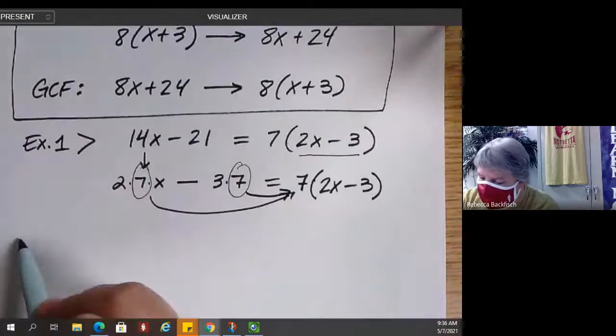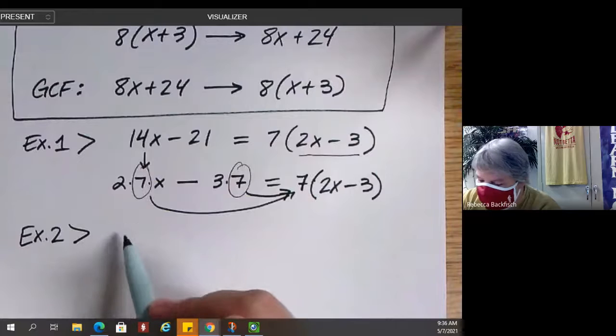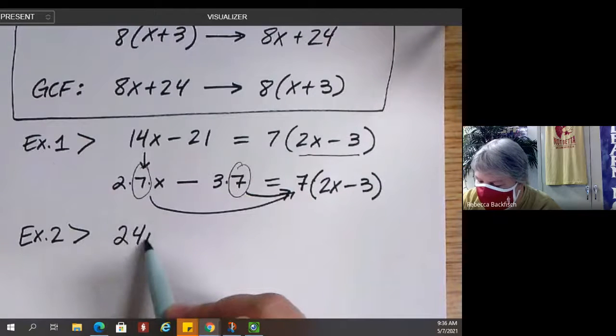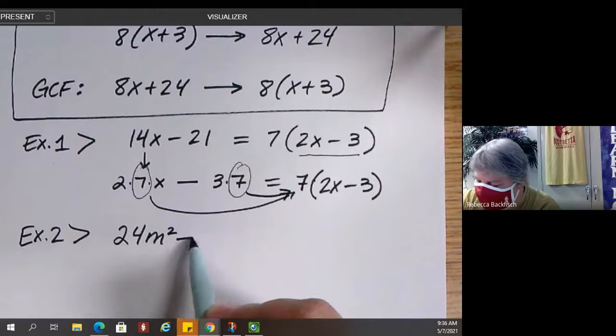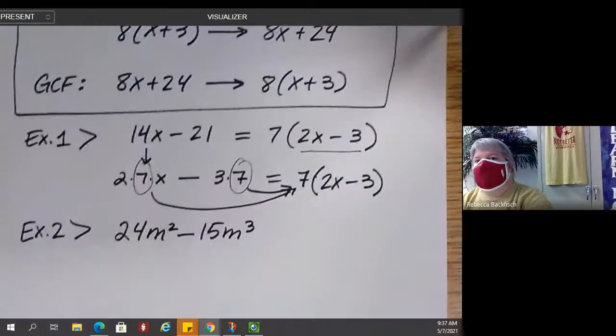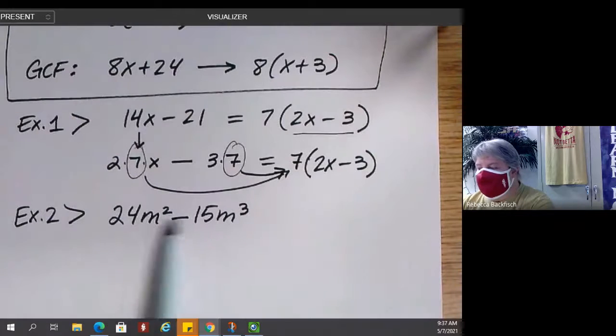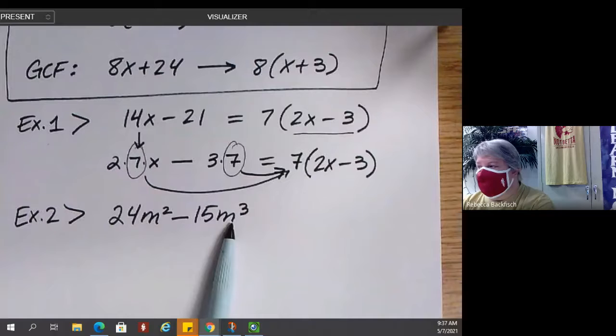Okay, here's another example. And again, if you want to do this intuitively, that is absolutely fine. If you look at it and say, what's my greatest common factor, or what goes into those two terms? Great. But don't forget to think not just of numbers. Ask yourself, what's the biggest number that goes into both of these terms? But also, what's the biggest variable? Are there variables that go into both of these terms? Since this is m squared and this is m cubed, then m squared goes into both of those.